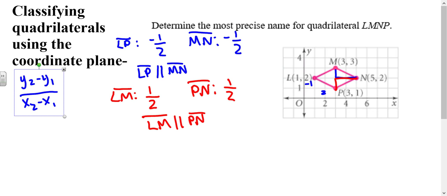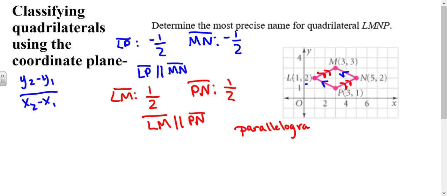So since it has two different pairs of parallel sides, I know that this side is parallel to this side, and I know that this side is parallel to this side. So it has two pairs of parallel sides, so it is a parallelogram. But I want to see if it's even more specific than that. So I need to go back and look at my different types of parallelograms. I had a rhombus, a square, and a rectangle.